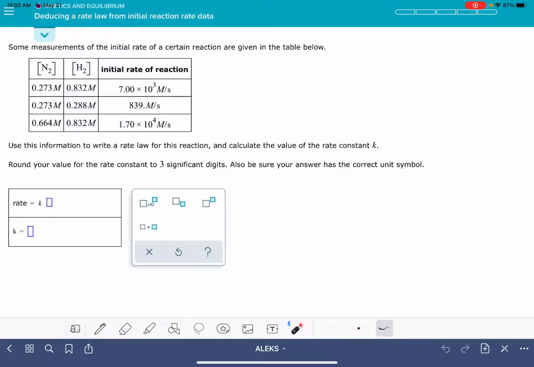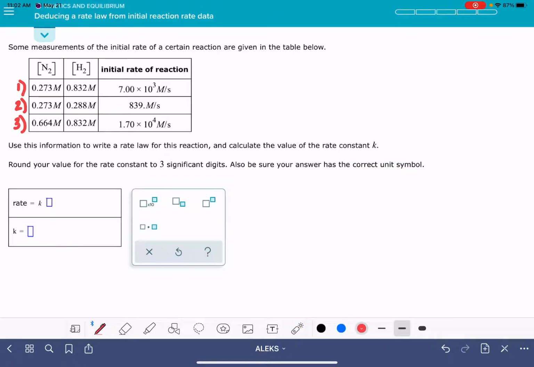In this video, I'm going to show you how to solve the ALEKS problem called Deducing a Rate Law from Initial Reaction Data. For this problem, you're going to be given a set of data for a chemical reaction. I'm going to number our data sets 1, 2, and 3. And we're being asked to come up with the rate law for the data and also the value of the rate constant, including units, which is definitely going to be tricky.